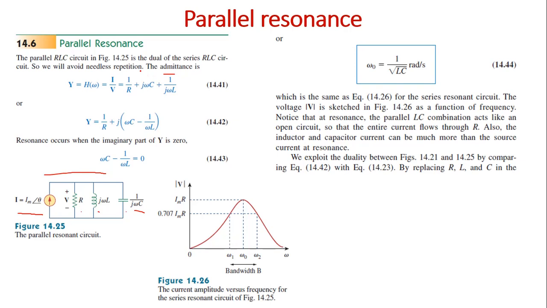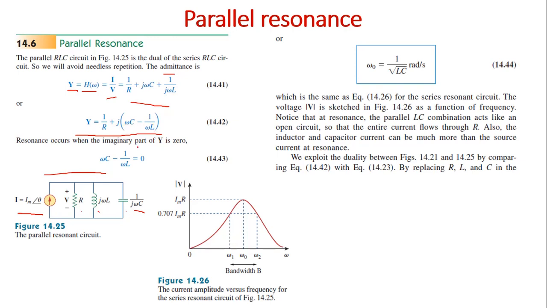In series resonance we calculated impedance. So in parallel resonance we'll be calculating admittance. So admittance is represented as Y is equal to H of omega, which is the transfer function. Admittance is given by the ratio of current to voltage, so I by V. It is the inverse of impedance. So Y is equal to 1 by R plus 1 by j omega L plus j omega C. So Y can be written as 1 by R plus j into omega C minus 1 by omega L.